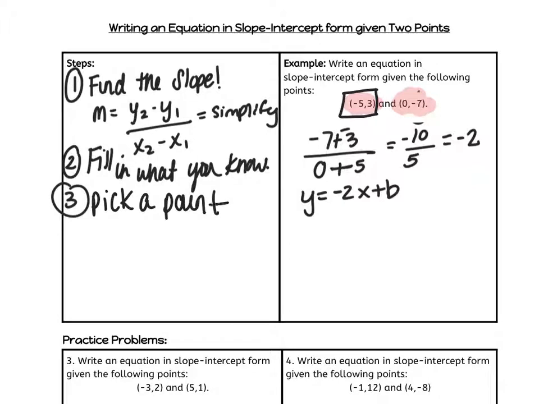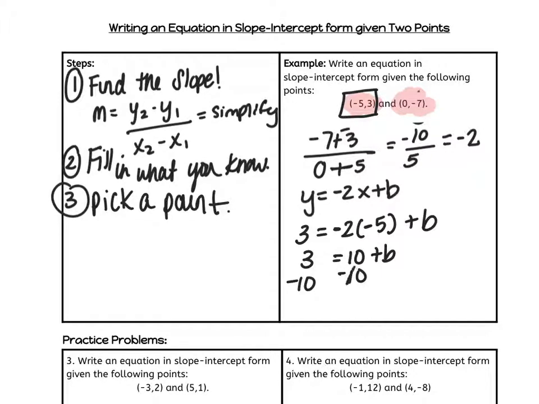Again, it doesn't matter which one you pick. I try to pick the ones that have the easiest numbers. So now I'm going to replace my y with the 3, because the 3 is in the y spot, and my x with -5: 3 equals -2 times -5 plus b. Now I'm just going to do my math like we did before. Essentially you're doing the same steps that we just did on the front of our notes. So you're going to have 10 plus b equals 3. Then I'm going to subtract 10 from both sides, and that's going to leave me with -7 equals b.